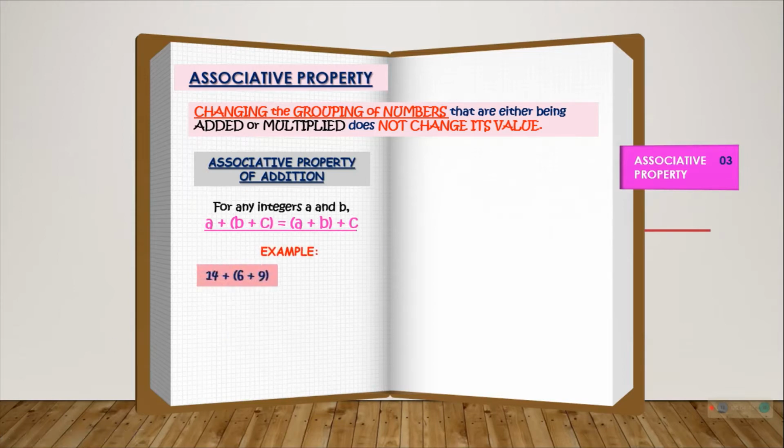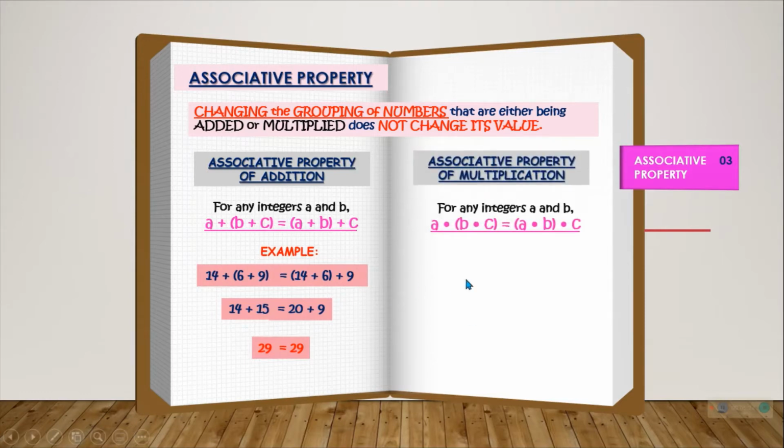For example, 14 plus quantity 6 plus 9 is equal to quantity 14 plus 6 plus 9. Kung mapapansin nyo, dito ang magkagrupo ay 6 plus 9. Pagdating dito, ang magkagrupo 14 plus 6. So, let us answer. So, 6 plus 9 is 15. And then dito naman, 14 plus 6 is 20, plus 9. 14 plus 15 is 29. 20 plus 9 is also 29. So, they have the same answer. It does not change its value even if they are changing in group.